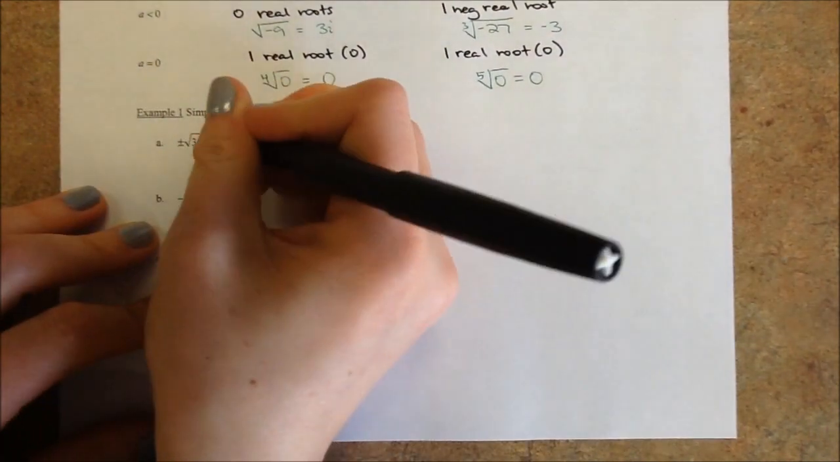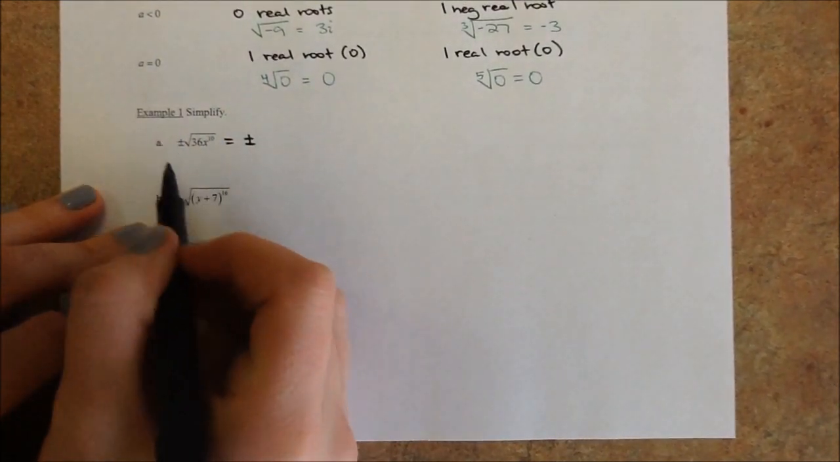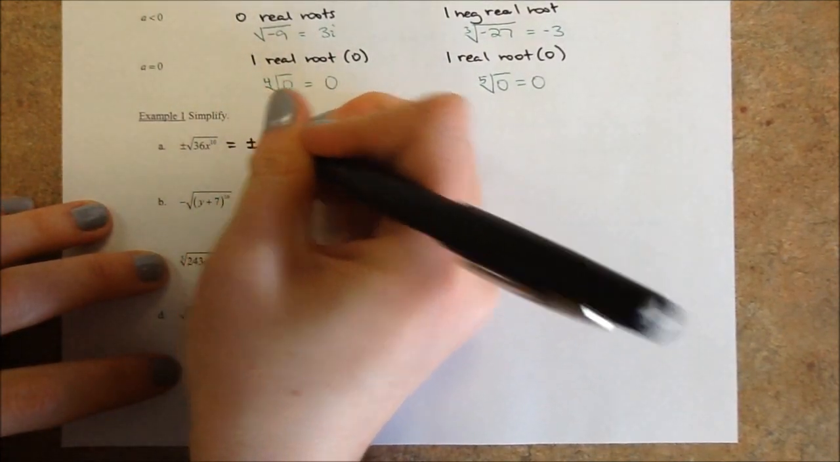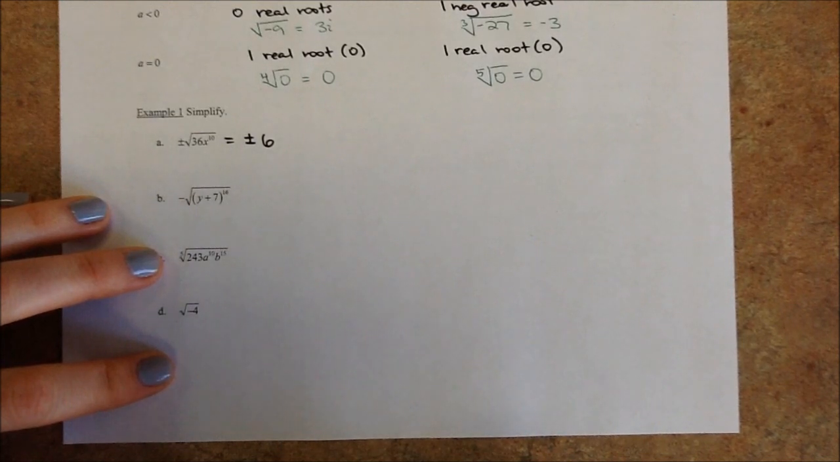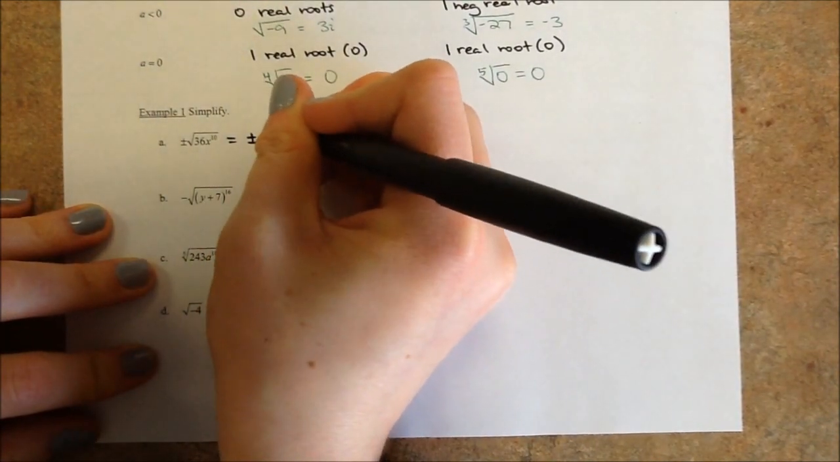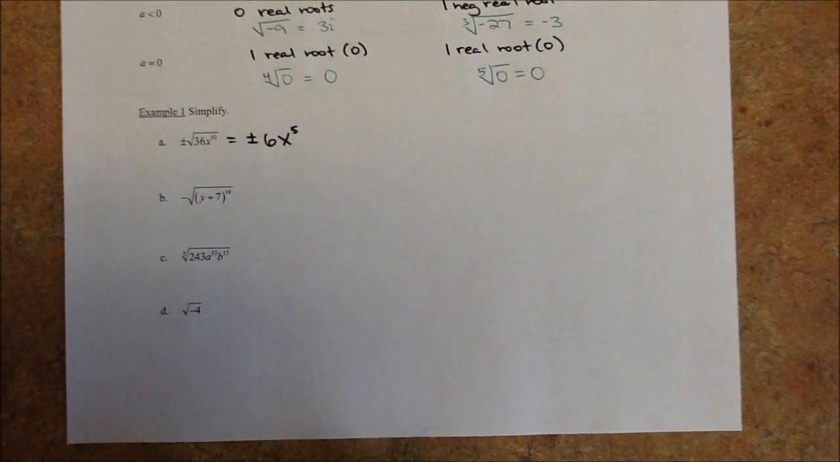All right, so this one, we know my answer is going to be plus or minus. I have a square root. So when you're taking square roots, you're thinking, okay, what multiplies by itself to give me this? Okay, so what multiplies by itself to give me 36? And that would be 6, because 6 times 6 is 36. And then for x to the 10th, same question. What multiplies by itself to give me x to the 10th? And that would be x to the 5th. All right, x to the 5th times x to the 5th gives you 10 total copies of x, or x to the 10th. Okay, so 6x to the 5th.